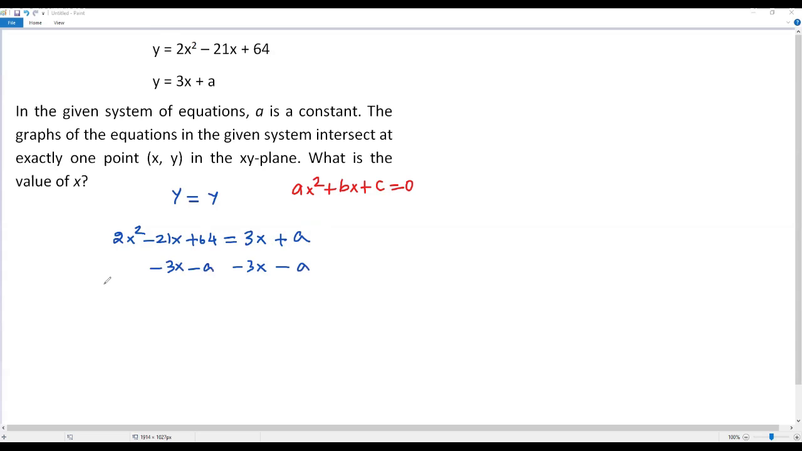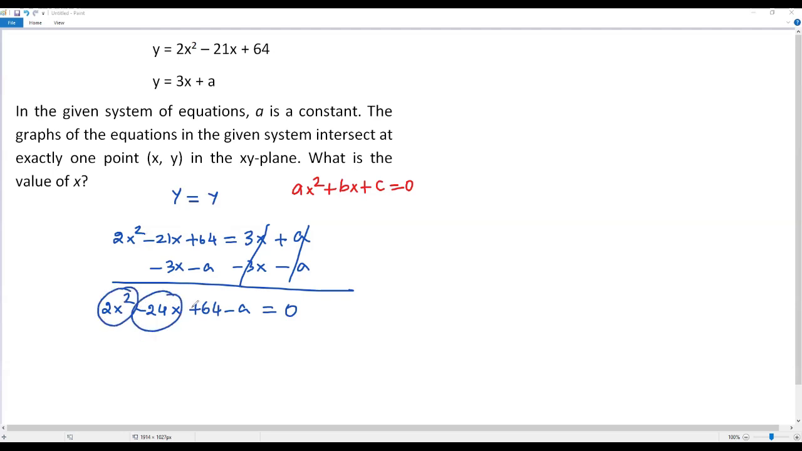Let me do it. When I subtract 3x from both sides, this positive 3x and negative 3x will cancel out, and positive a and negative a will cancel out. I'm getting 2x squared. When I combine this negative 21x and negative 3x, I'm getting negative 24x. And when I write this together, I'm getting plus 64 minus a equals 0. Okay, so this is the x squared term, this is the x term, and this 64 minus a together is to be considered as a constant term.